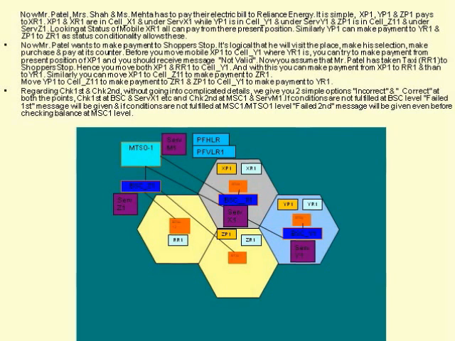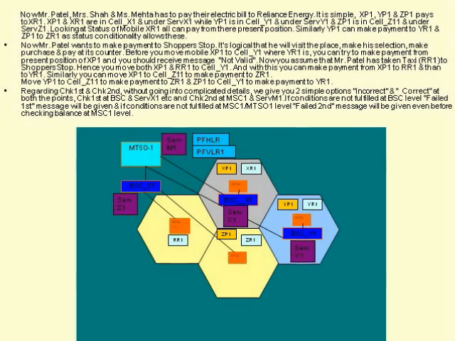Now Mr. Patel wants to make payment to Shoppers Stop. It is logical that he will visit the place, make his selection, make purchase and pay at its counter. Before you move mobile XQ1 to cell Y1, where YR1 is, you can try to make payment from the present position of XQ1 and you should receive a message: not valid.